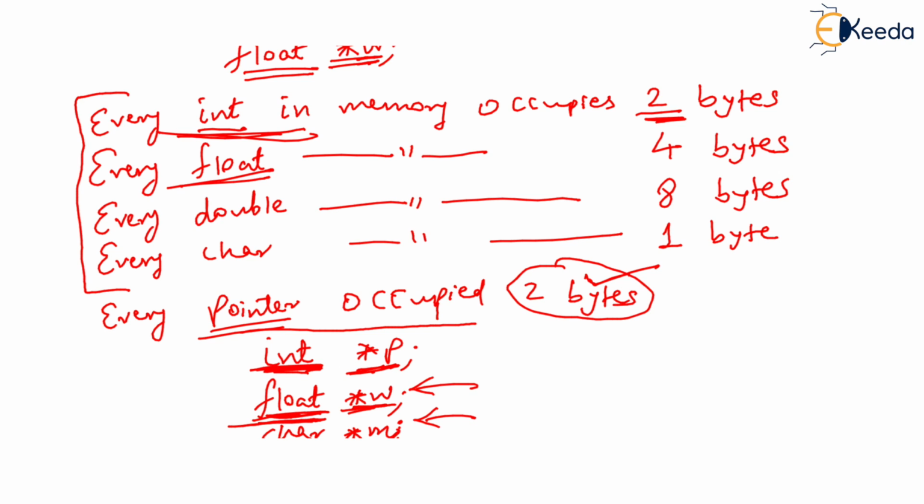So let us try to understand further. I will write one very small program again, just as we wrote in the earlier video. What I will do here is I will declare one float variable x which is having value 6.5. Then I will declare float pointer p.